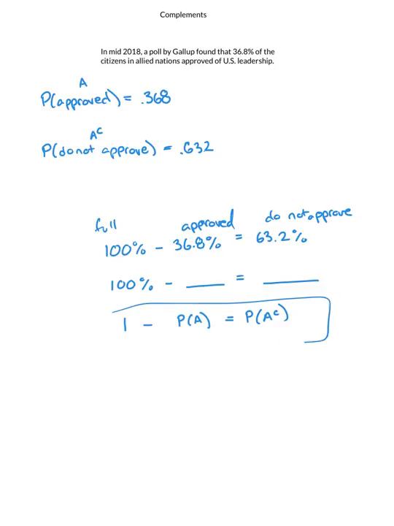So this is our first little formula here. And it tells us once again that if I want the probability of the complement, I take 1 minus the probability of the original, and it'll give me the complement out.